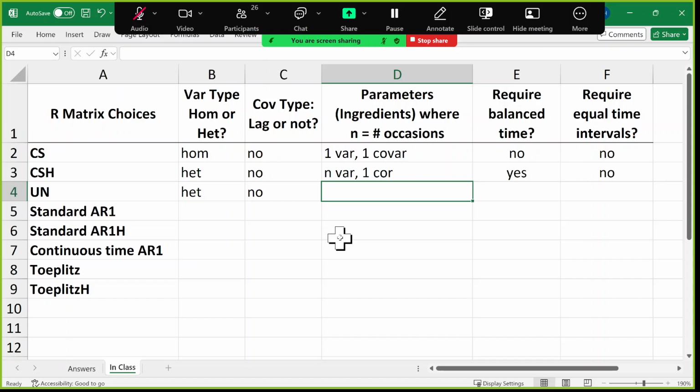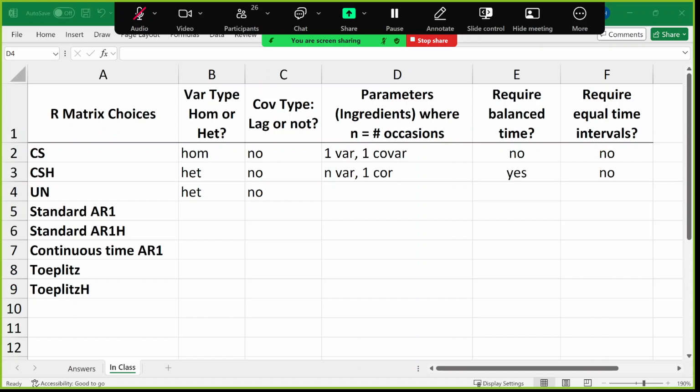We couldn't have lags here because we are not forcing different occasions to have the same pattern or the same relationship. Exactly, yes. Lags are constant relationships. For example, we will talk about that in the case of the autoregressive structure. You will see that we are estimating one correlation between occasion 1 and 2, which is forced to be the same as the correlation between occasion 2 and 3 and 3 and 4. Yes, because that's the idea of a lag.